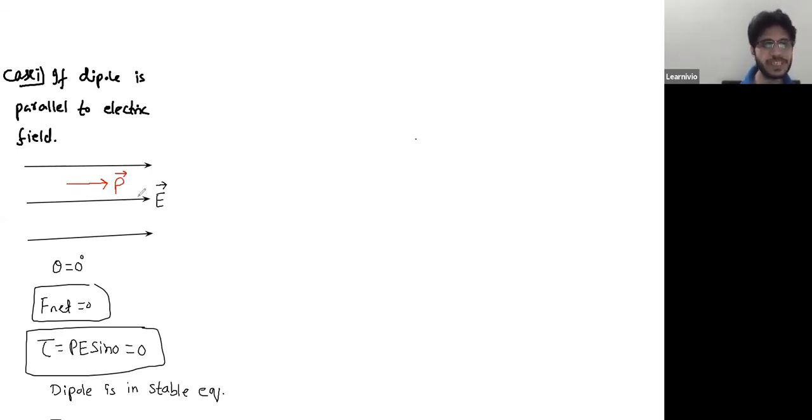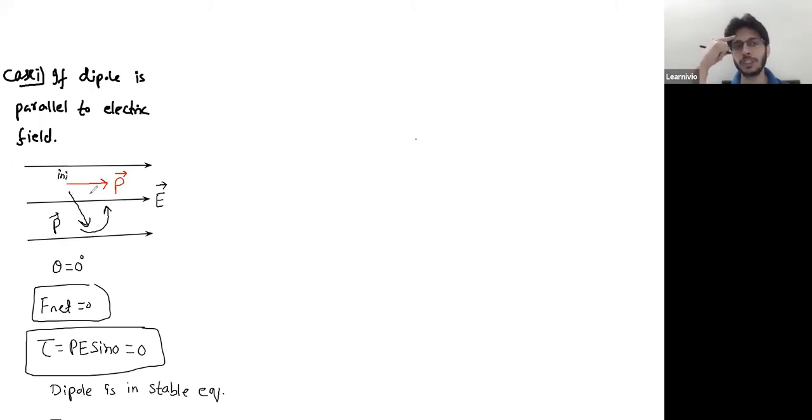So here, if P is parallel to E, then it is in equilibrium. But if I disturb this P, now the angle is not 0 degrees, then a torque will act on the dipole and this torque will try to align the dipole along the field. See, this is the initial configuration, that initially your dipole moment is parallel to the field. If I disturb this dipole, then what will happen? A torque will start acting over it and this torque will align this dipole along the field again. So after being disturbed, the dipole will regain its equilibrium position.